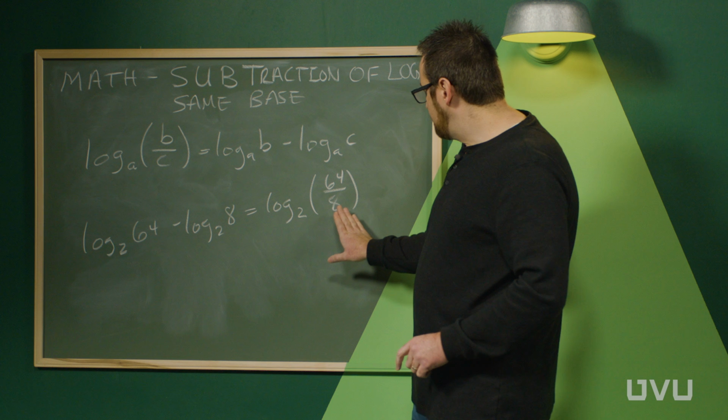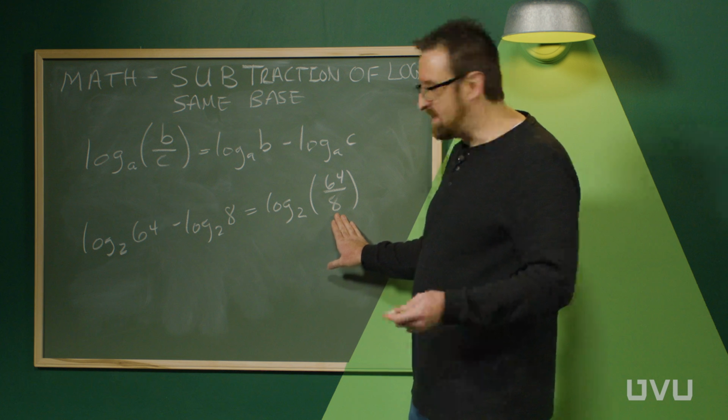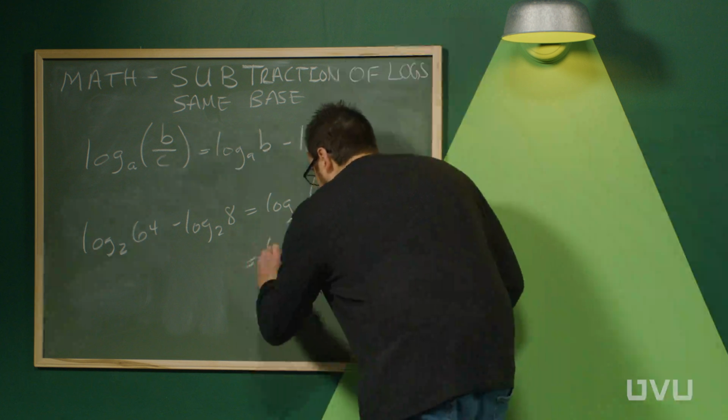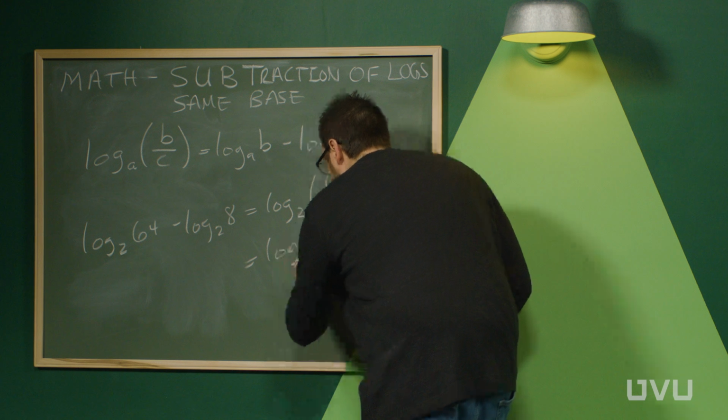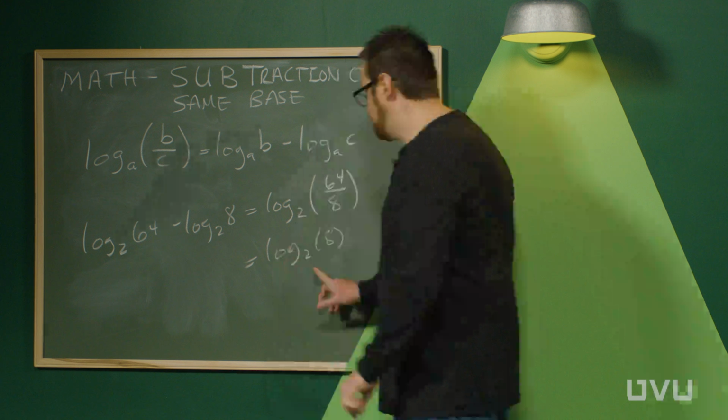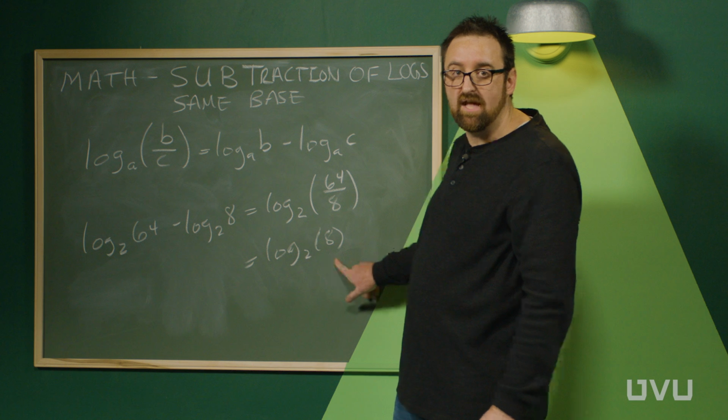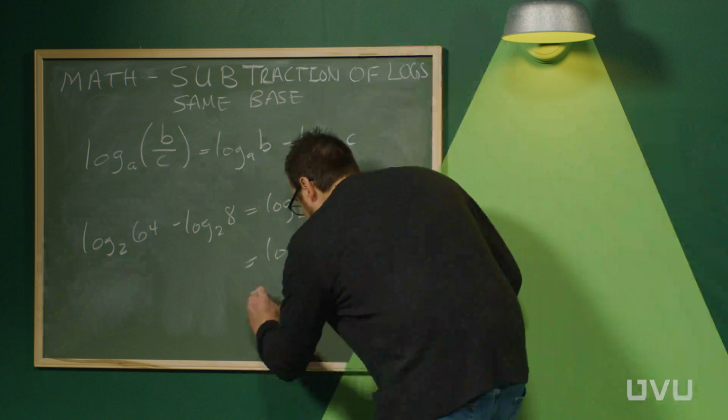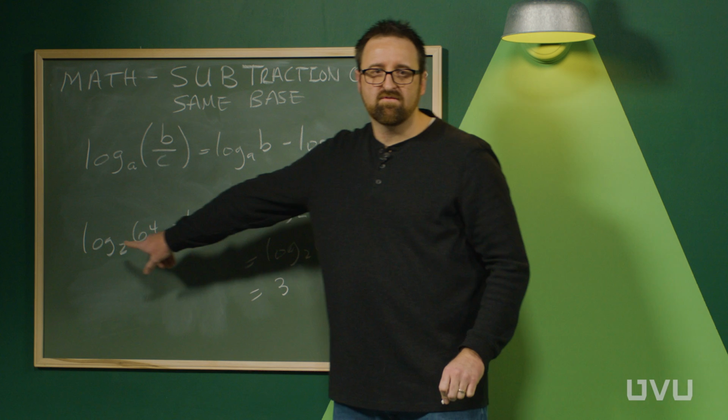64 divided by 8 we can simplify. That's just 8, because 8 times 8 is 64. So we get log base 2 of 8. And at this point, we already mentioned that the power of 2 to get to 8 is 3. And that's going to be the difference of these guys here.